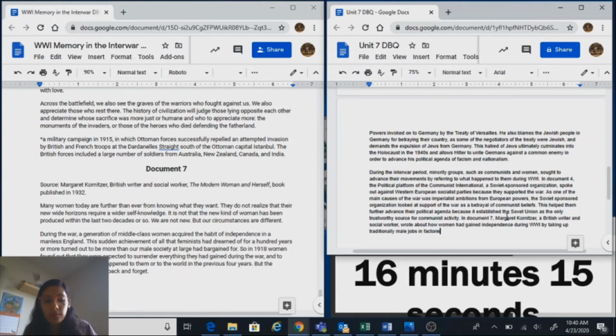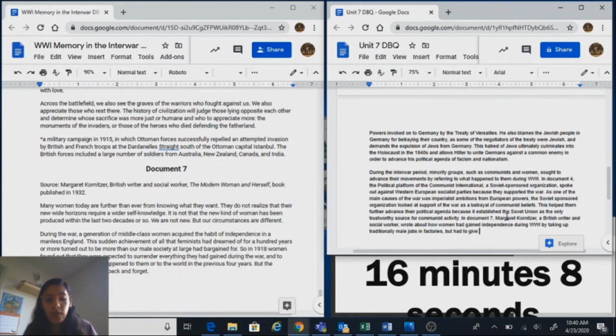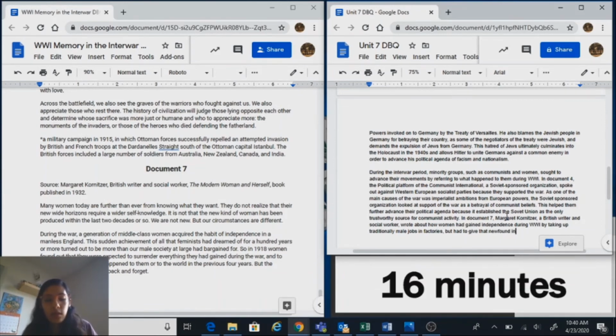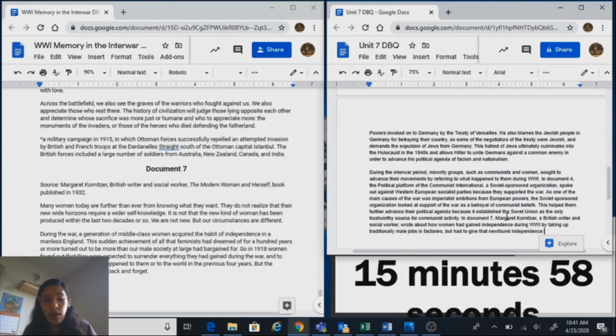And when I described my document here, I also inserted that outside evidence. In the document, it never mentioned that women were working during the war. It just said that they achieved a level of independence. But I specifically put that women were working in factories during the war.